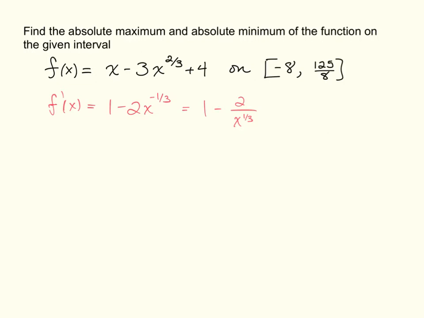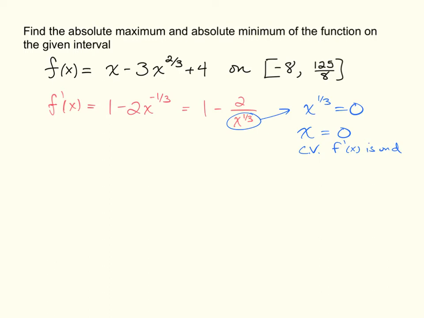And if you look, since there is an x in the denominator, that means we need to set the denominator equal to 0 and solve for x. So one of the critical values is x equals 0, and this is where f prime of x is undefined.